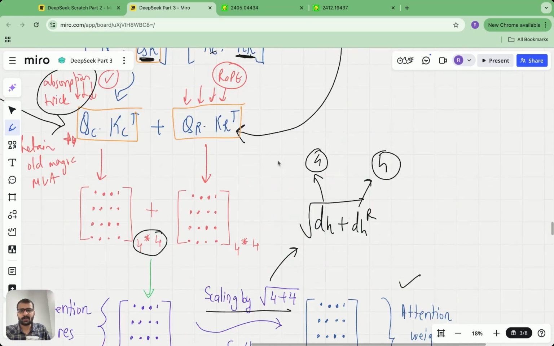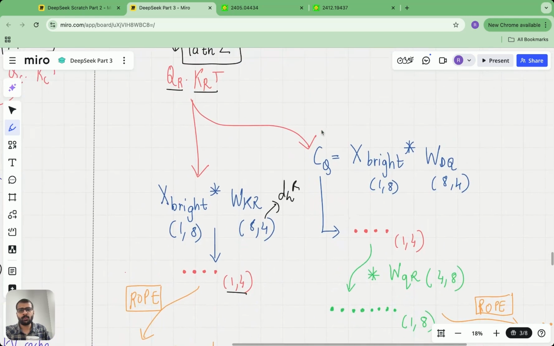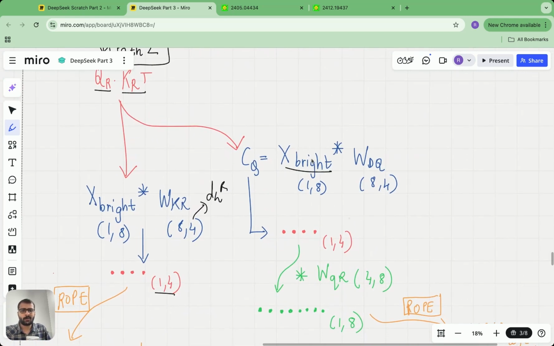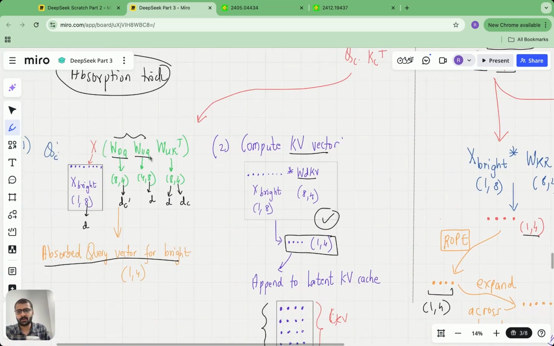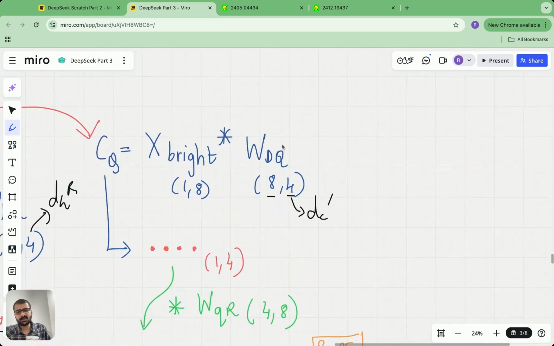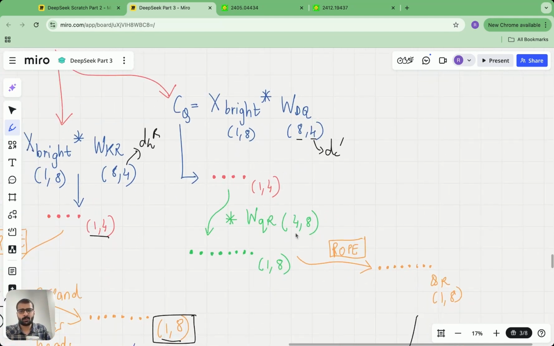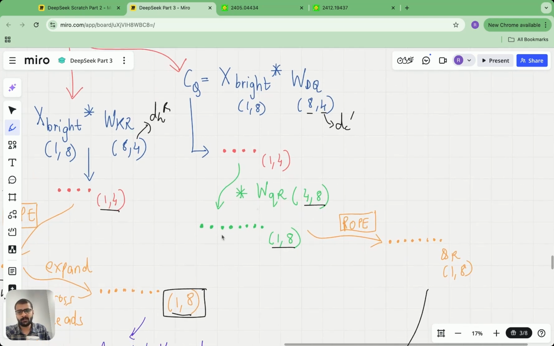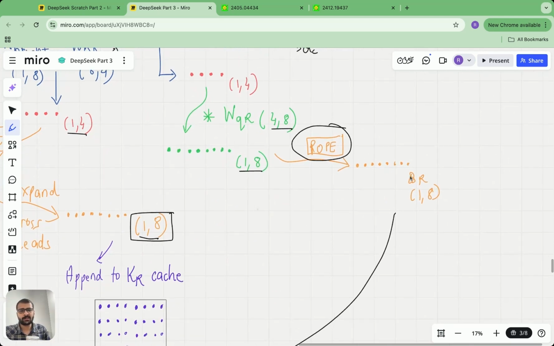So to compute QR, remember the first thing we have to do is compute CQ, which is down project the input embedding by multiplying with WDQ. That's exactly what we are going to do. We are going to take my input embedding vector for bright, which is 1 comma 8. We are going to multiply it with WDQ, which is 8 by 4. 4 is DC dash, which is the latent down projection in the query space, which we also saw over here. So my CQ will be 1 by 4, and I will multiply it with WQR, which is 4 by 8. That will give me my 1 by 8 vector, the query vector for the new token, and I'm going to apply rotary positional encoding to it, which gives me my QR.